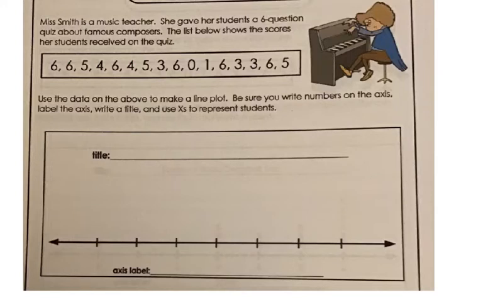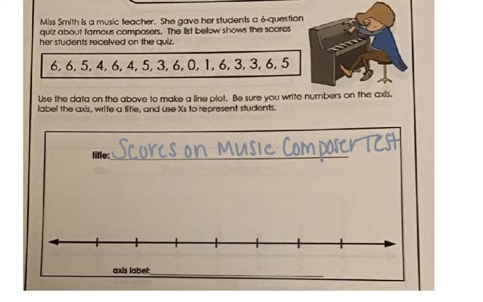All right, example number 2. So we have a set of data that are quiz scores that a music teacher gave out. We are going to use this data to help us create a dot plot. And the first thing we're going to do is give it a title. So we're going to call this dot plot Scores on Music Composer Test. When you're giving a graph a title, it should tell us what the graph is going to be about. So this tells us that it is going to be about scores that students received on a music composer test.